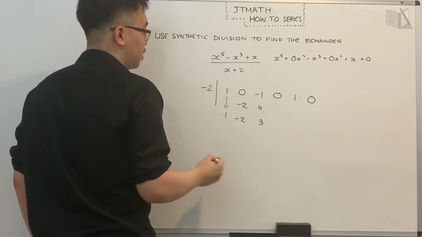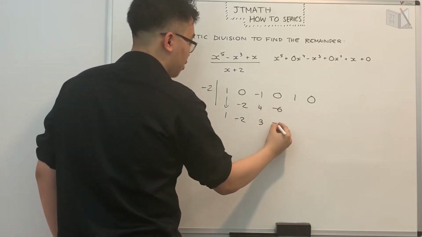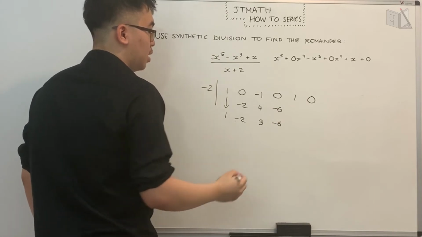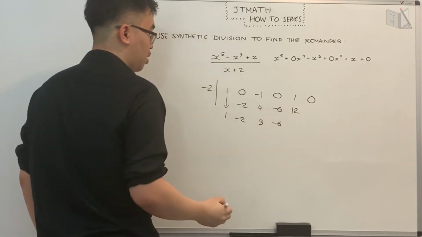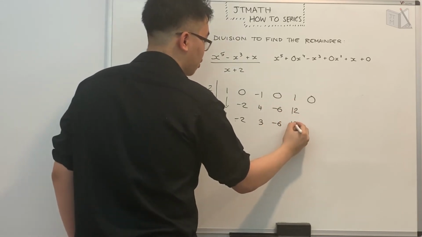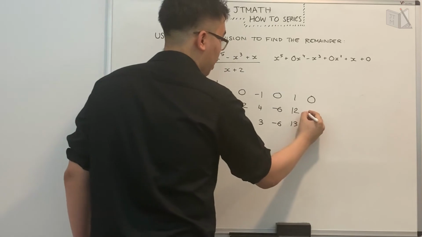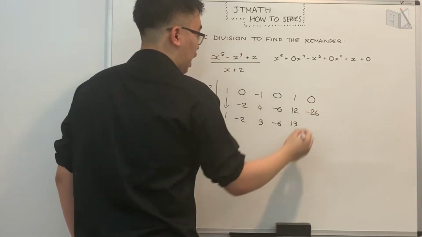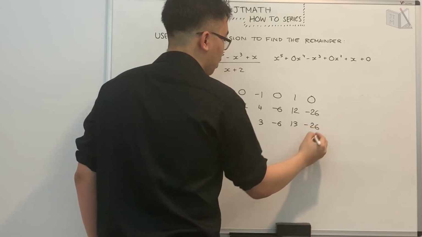Plus 3 times minus 2, minus 6. Add these two together, we have minus 6. Minus 6 times minus 2, plus 12. Add these together, plus 13. 13 times minus 2, minus 26. Add these together again, and finally we have minus 26.